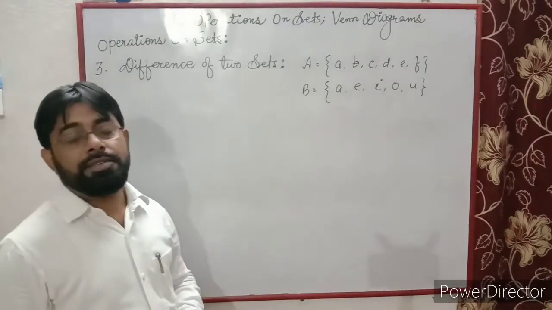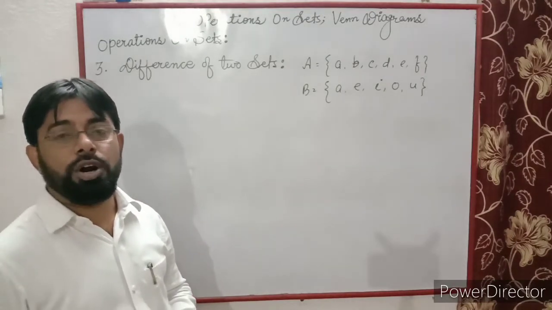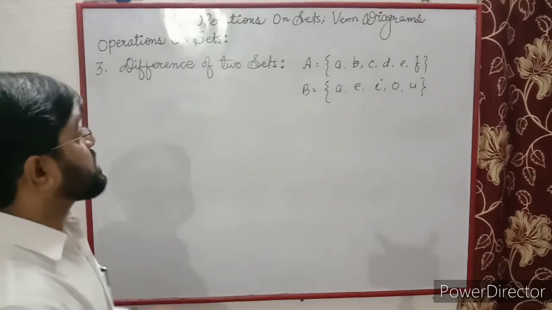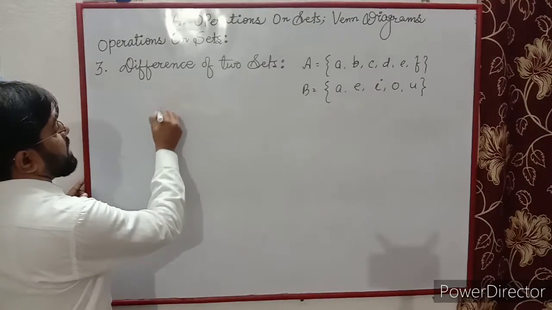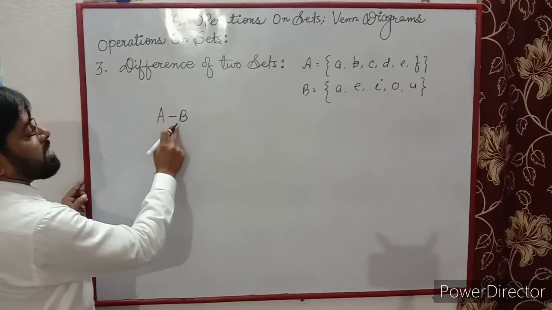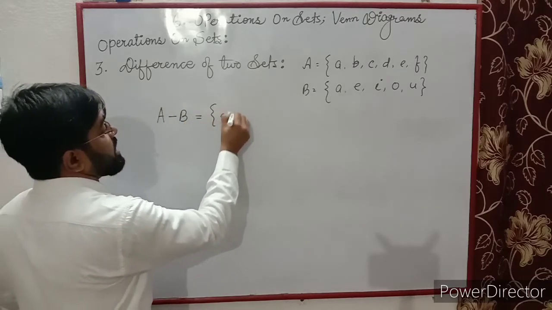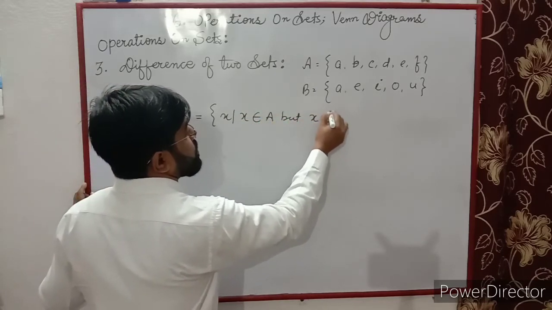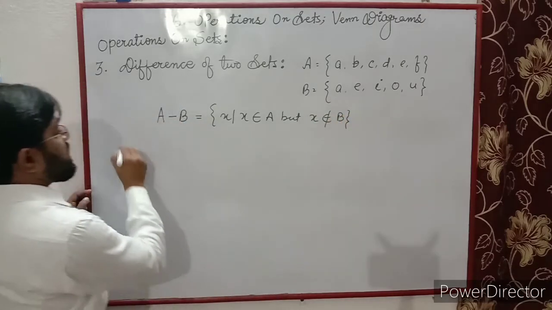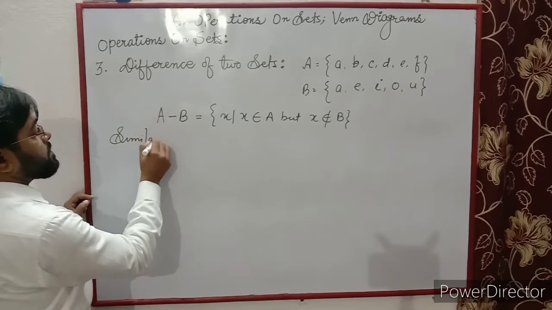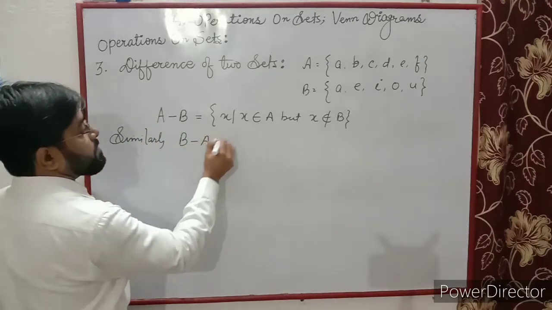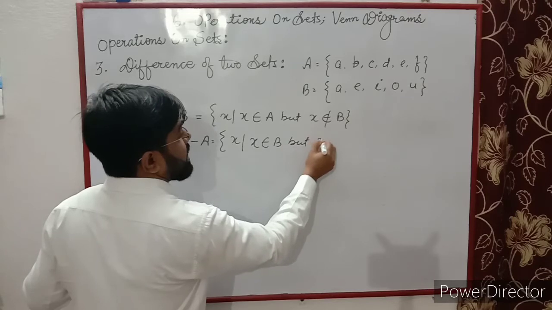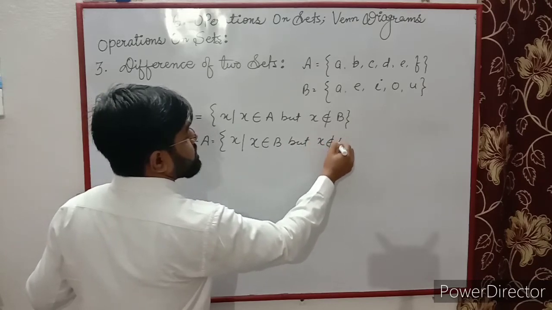Difference of two sets. The difference of two sets is the set consisting of all those elements which belong to set A but not in set B. Thus we can say that A minus B is equal to x such that x belongs to set A but x does not belong to set B. Similarly, B minus A we can write as x such that x belongs to set B but x does not belong to set A.